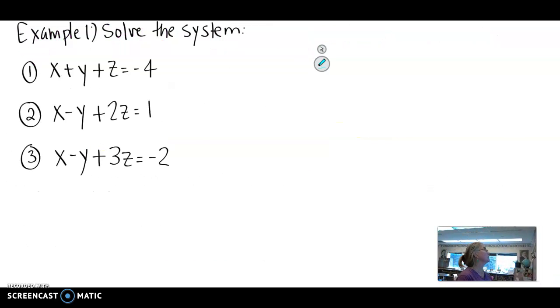Okay, so here we go. We're going to solve our first system. You need to make sure that you have enough room on your paper because these get pretty long, and you have to be methodical and neat with your work.